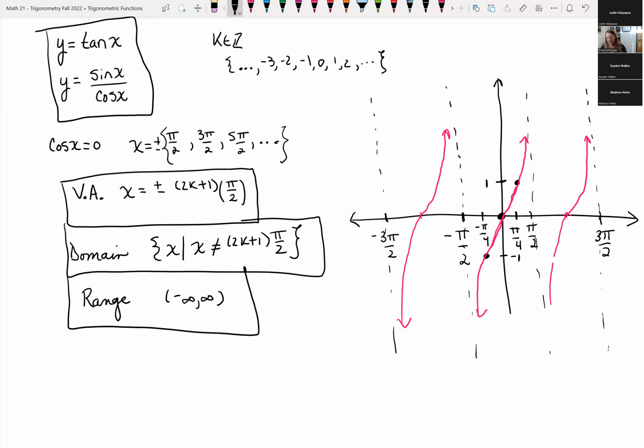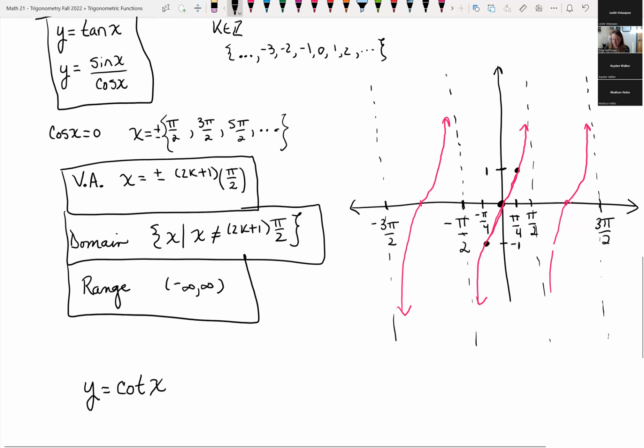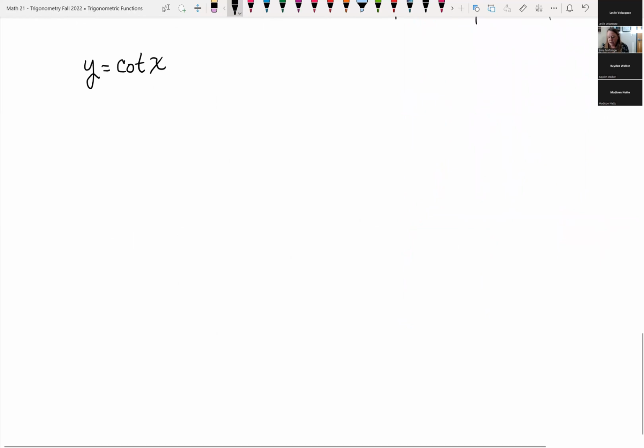So similarly, we can graph our cotangent function. So looking at cotangent of x, so y equals cotangent of x. Let's rewrite that in terms of sine and cosine. So recall cotangent of x, this is the same thing as cosine of x over sine of x.